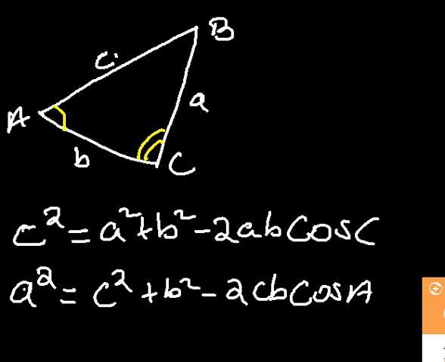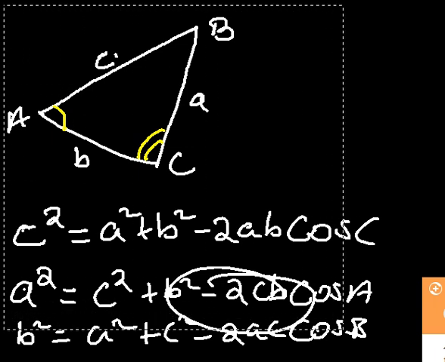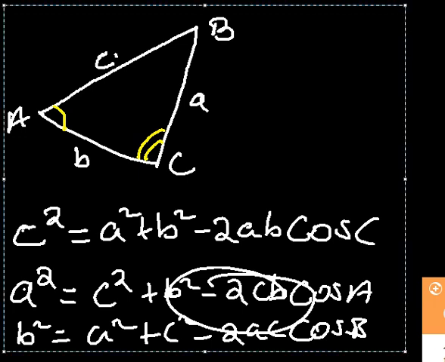And likewise, if we have an interest to have the value of the side B, we'll have B squared is equal to A squared plus C squared minus 2AC times the cosine of angle B. So that's how the cosine law can be applied. Let's see some typical examples so you can understand much more about it.